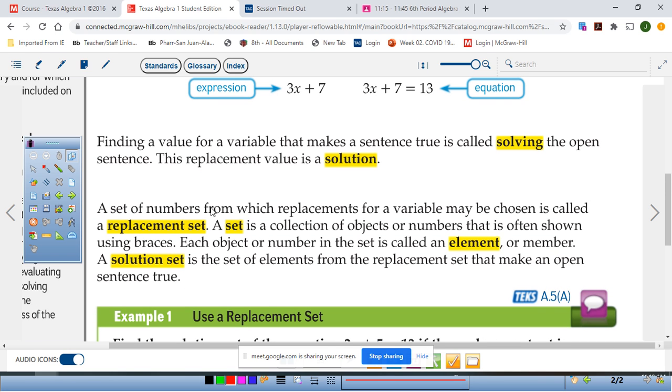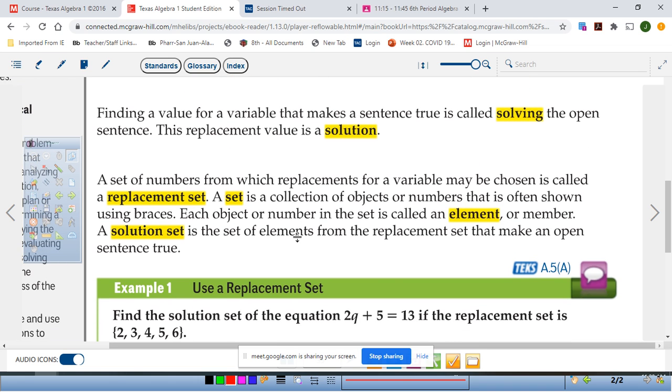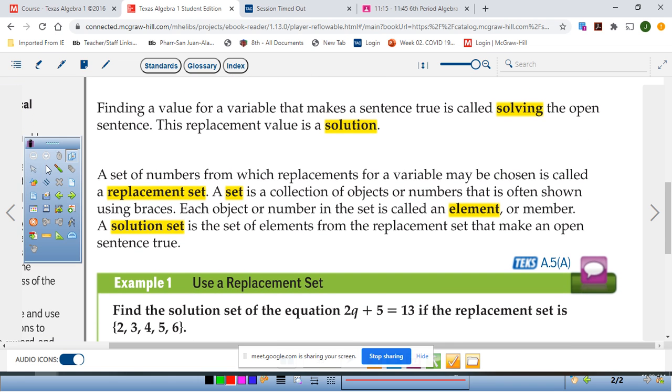A set of numbers from which replacements for a variable may be chosen is called a replacement set. A set is a collection of objects or numbers that are often shown using braces. Each object or number in the set is called an element or member. A solution set is a set of elements from the replacement set that makes an open sentence true.